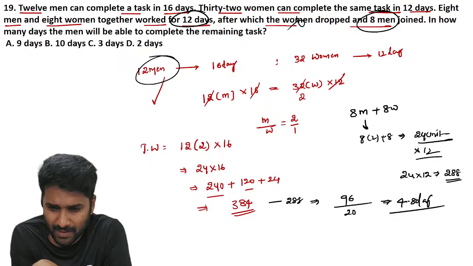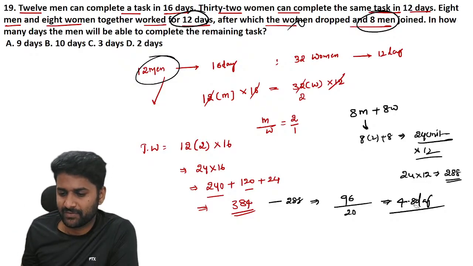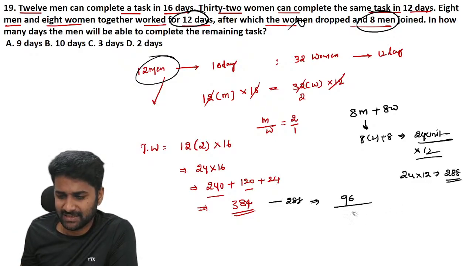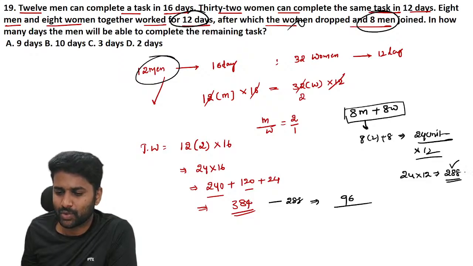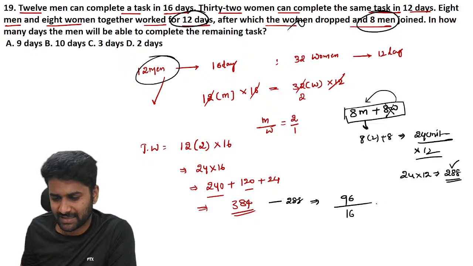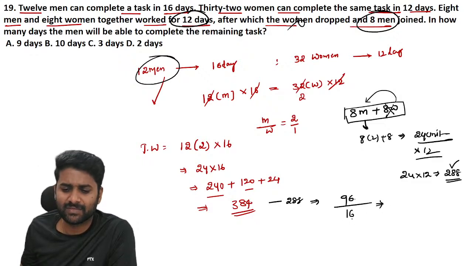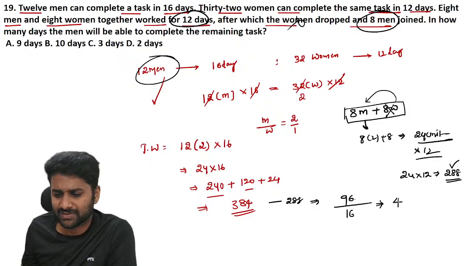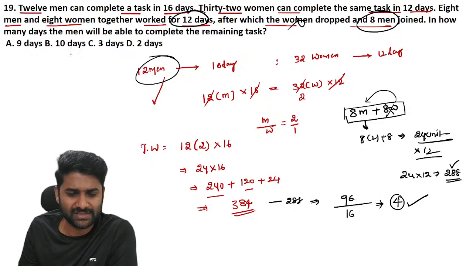Sorry, I made one mistake in this last calculation. In total we have 8 men and 8 women. They completed 288 units, right? Now they clearly mentioned that all the women are dropped and 8 more men are added. So the total number of men is 16. So the remaining 96 units, 16 men worked together, so they complete the task in 4 days.